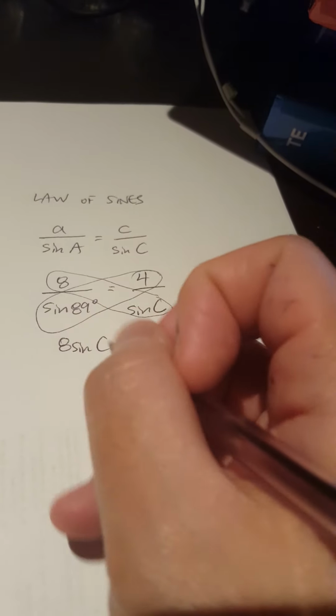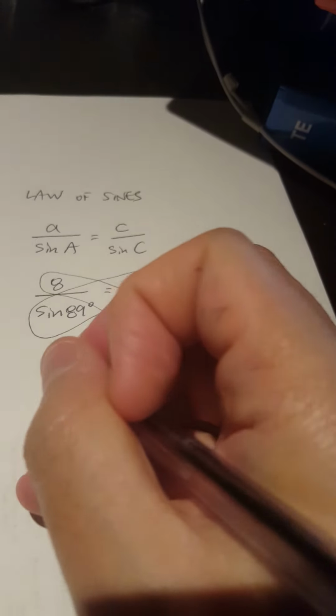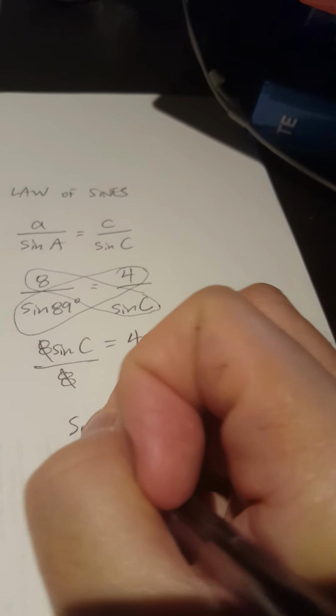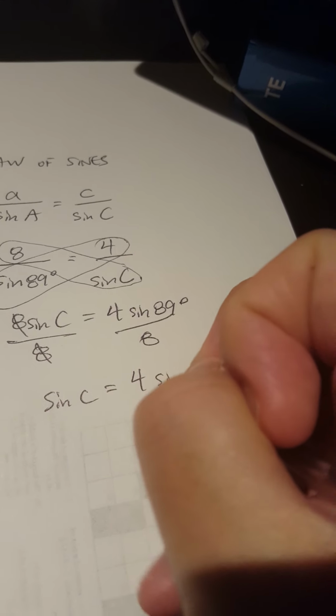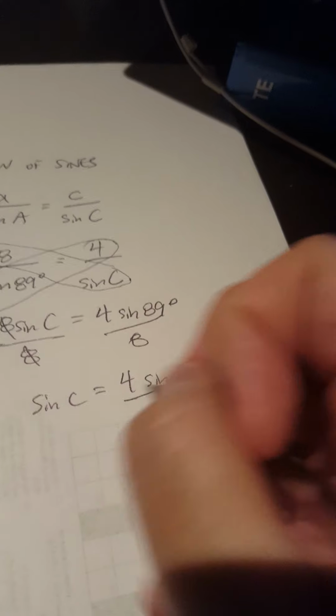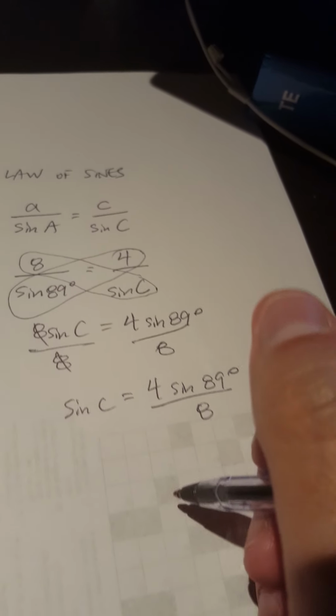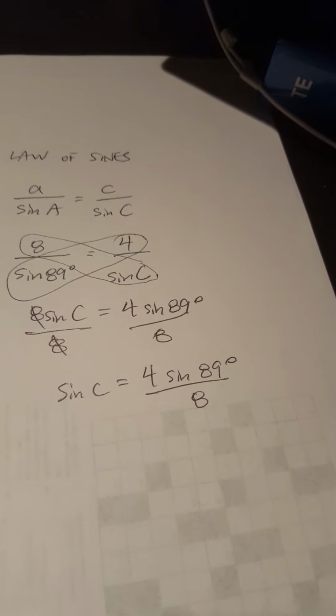And here I need to get the sine c by itself. So let's get rid of the 8. Divide both sides by 8. So I'm going to get sine c equals 4 sine 89 degrees over 8. 4 goes into 8 2 times, but don't worry about all that. We're just going to go ahead and put this into a calculator.